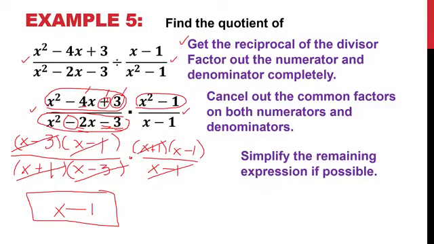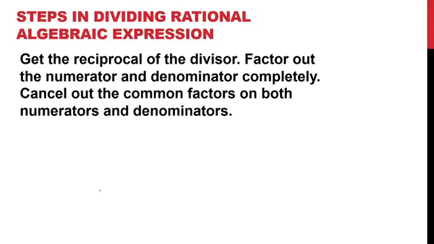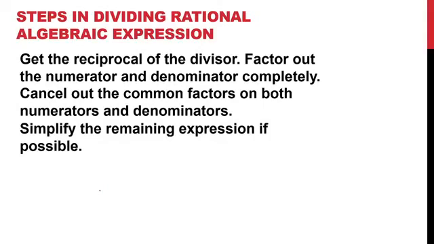And this will be our final answer for number 5. And there you have it. Let's go back to the steps in dividing rational expressions. Step number 1. Get the reciprocal of the divisor and factor out the numerator and the denominator completely. Next step. Cancel out the common factors on both numerators and denominators. Next step. Simplify the remaining expression if possible.